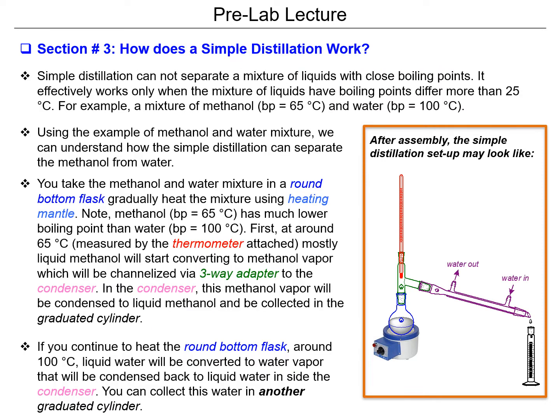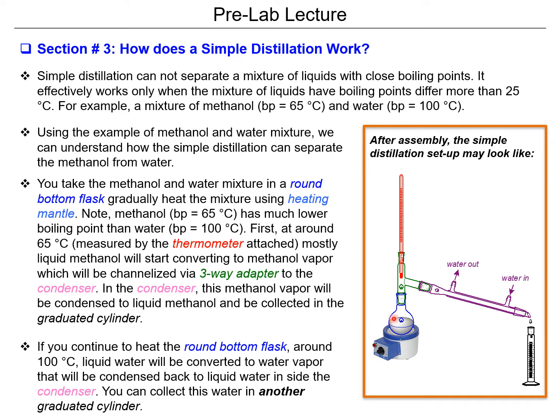So how does simple distillation work? Well, one of the important things, as I mentioned earlier, is you need two liquids with very different boiling points, otherwise they won't separate with simple distillation. You can see here an example is methanol and water here, right? You have methanol boiling at 65 degrees and water boils at 100 degrees.